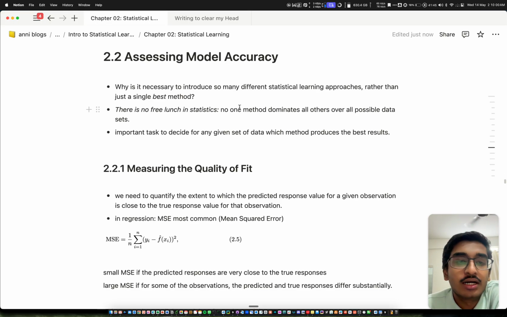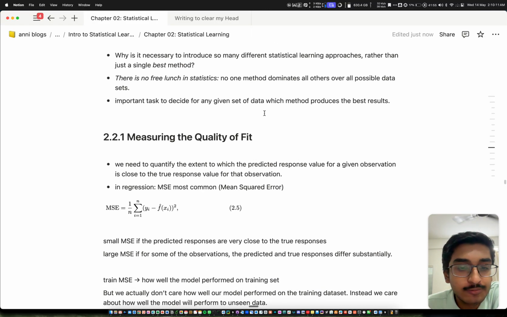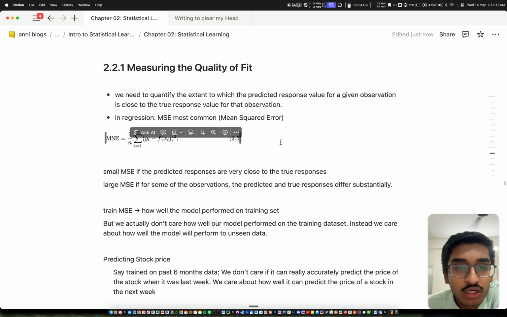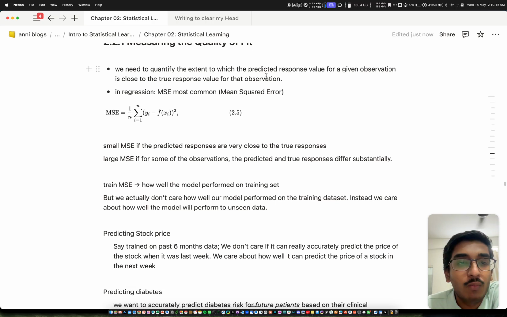Now the question might be, why do we need so many different statistical learning approaches? Because no one method dominates over all possible data sets. That's why. It's pretty simple. How do we measure the quality of a fit? We need to quantify the extent to which your f hat is a good function for the data.